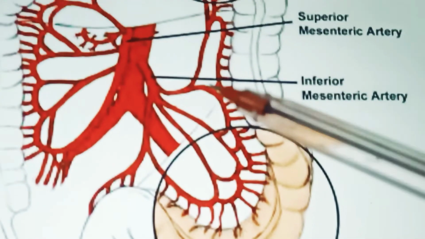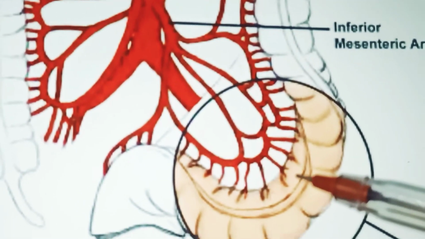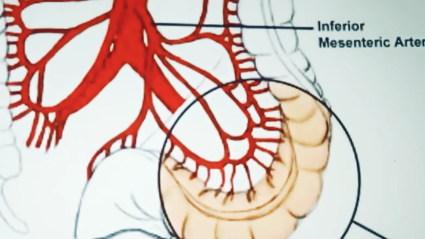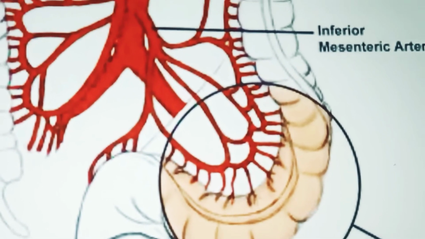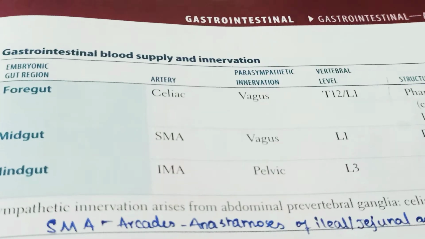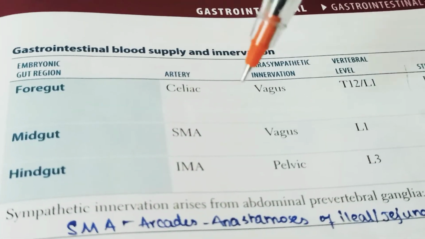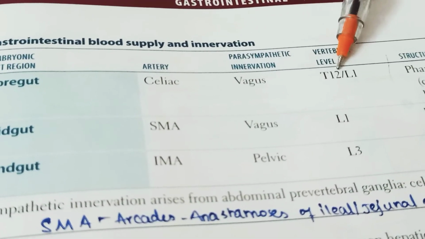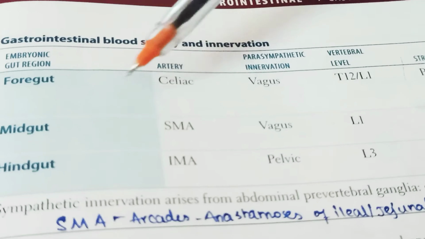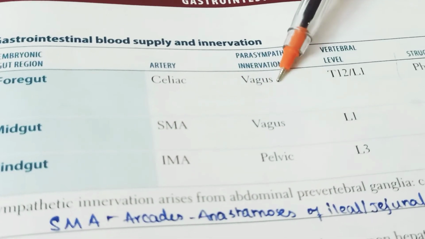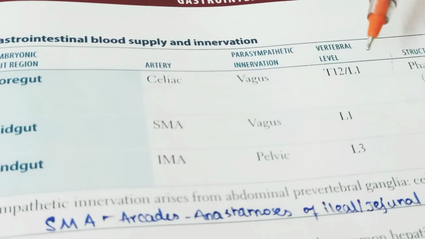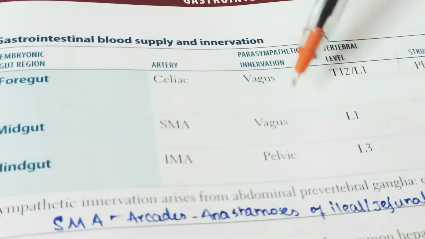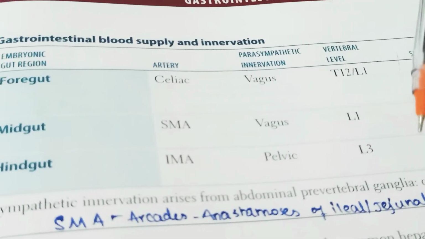You can see the superior mesenteric artery actually forms arcades, that is an anastomosis of ileal and jejunal arteries. So vasa recta also can extend from the arcades, that is important. Okay. Next, you know that already the foregut is supplied by the celiac artery and it is innervated by the vagus, that is parasympathetic innervation. Vertebral level is T12 to L1, and the midgut is by the superior mesenteric artery, parasympathetic innervation by the vagus, vertebral level is L1. The hindgut by the inferior mesenteric artery, parasympathetic innervation by pelvic nerves, vertebral level L3.